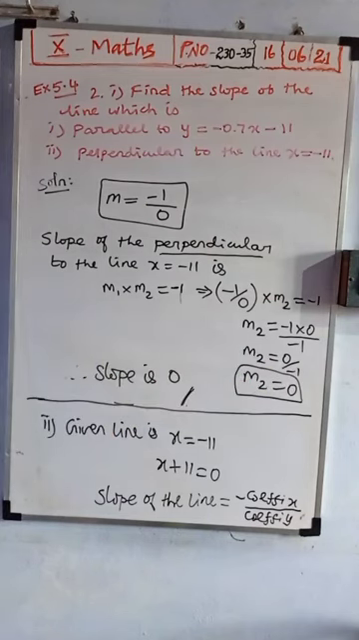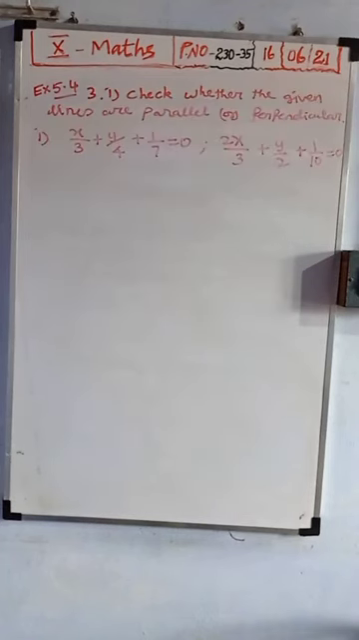Okay, that's all. Next, the third one: check whether the given lines are parallel or perpendicular. Two lines are given. How do we check whether they are parallel or perpendicular? Parallel means the slopes are equal. Perpendicular means you multiply both slopes, and if the answer is minus 1, then the two lines are perpendicular. So here we are going to use that condition.